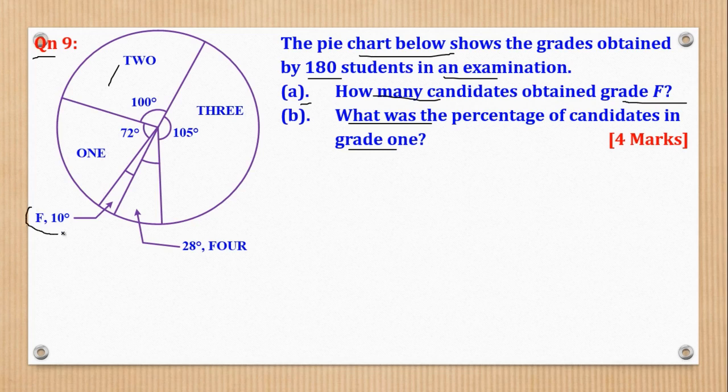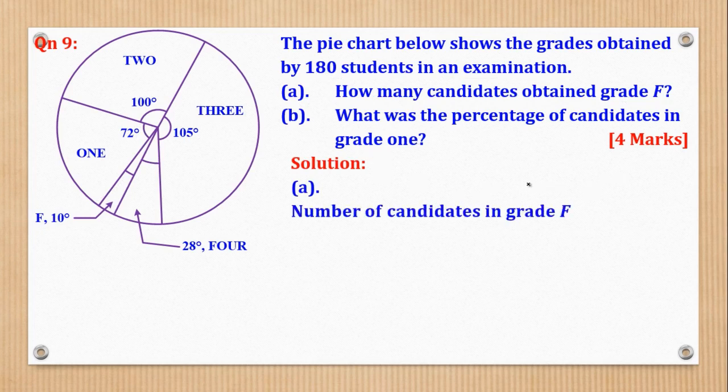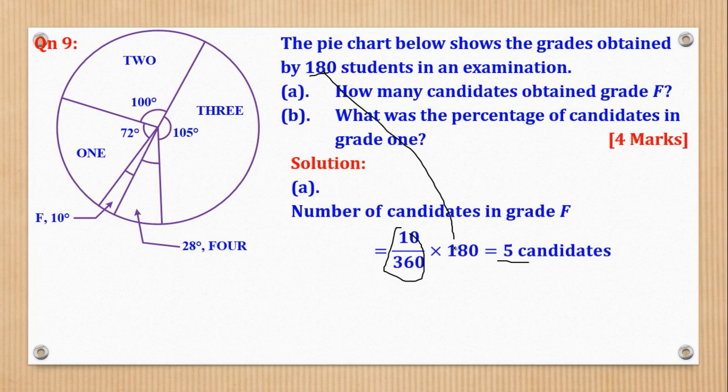So grade F is here, and it is 10 degrees of the total angle sum, which is 360. So the fraction of those who got grade F is 10 over 360. That is the fraction. But how many are they in total? They are 180. So the number will be the fraction of those with grade F, which is 10 over 360 multiplied by the total number of candidates, and it will give you 5 candidates.